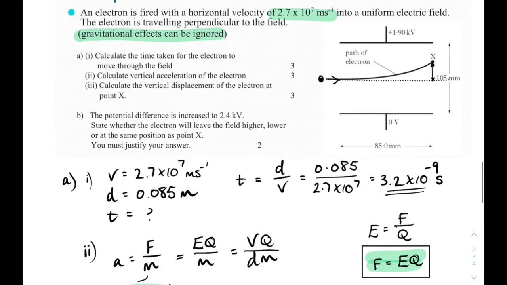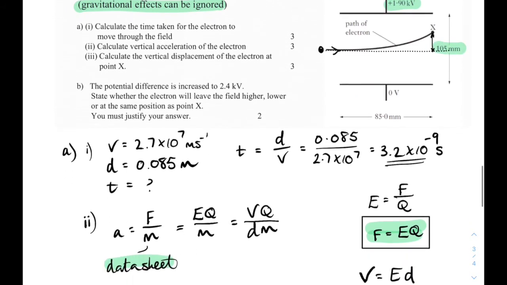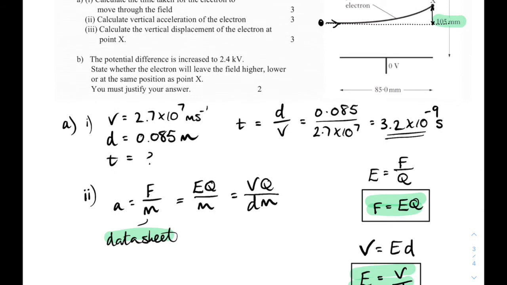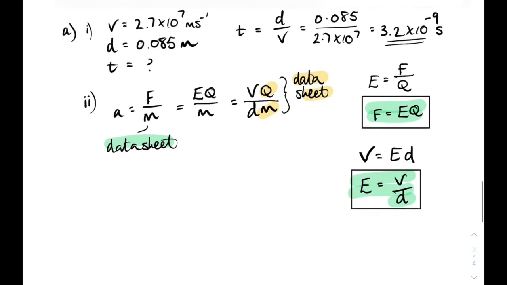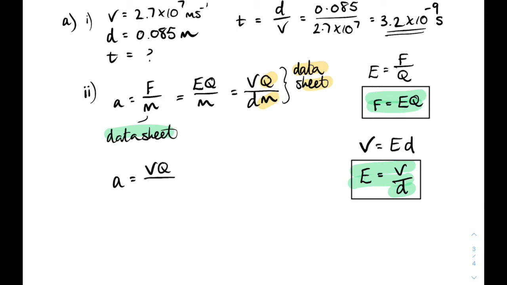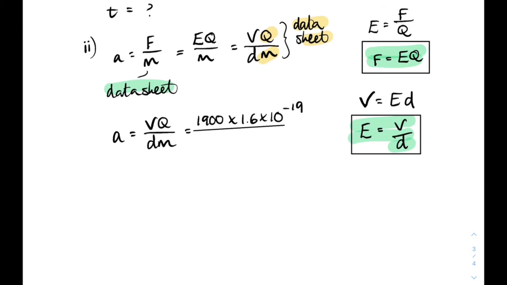We know what V is, it's the potential difference across the plates, it's 1900 volts. We know what d is, it's the vertical separation of the plates, 105 millimeters. And we know what Q and m are, the charge and the mass of the electron. We can get both of them from our data sheet. So we're ready to plug all those values into our relationship here and get the acceleration. So let's write it again. a equals VQ over dm, and there are all the values that we've got in the question.